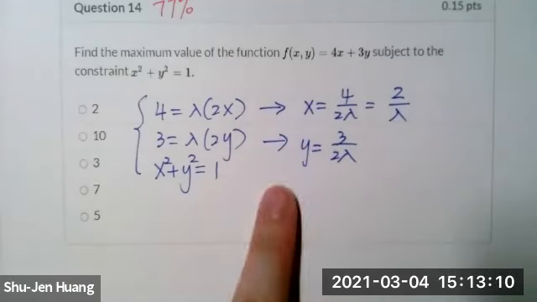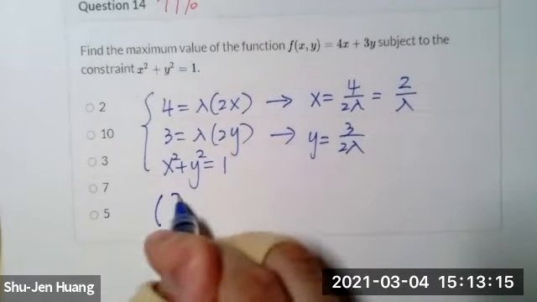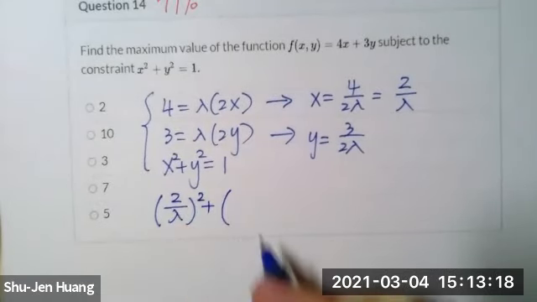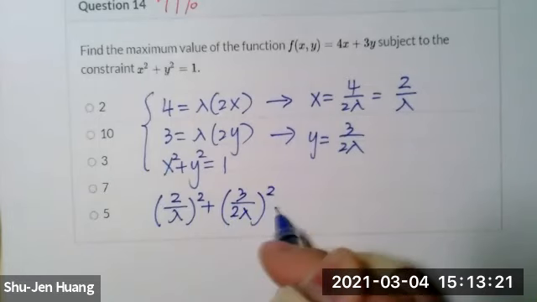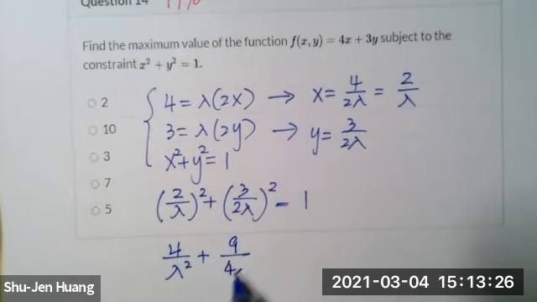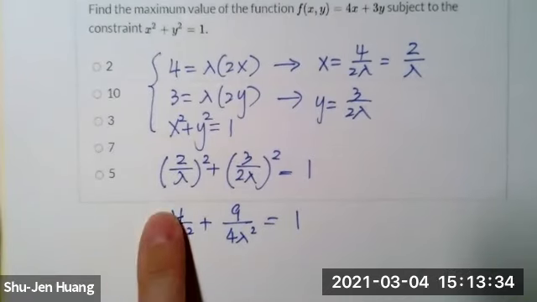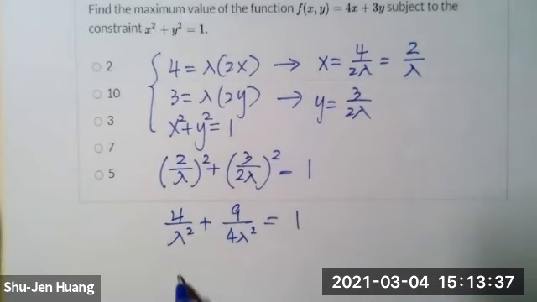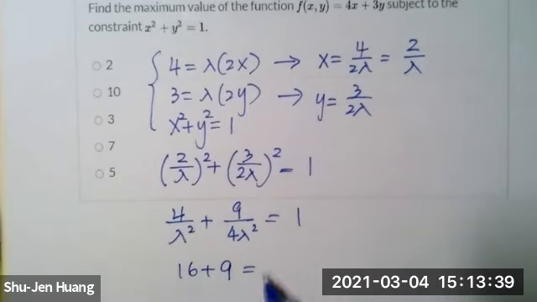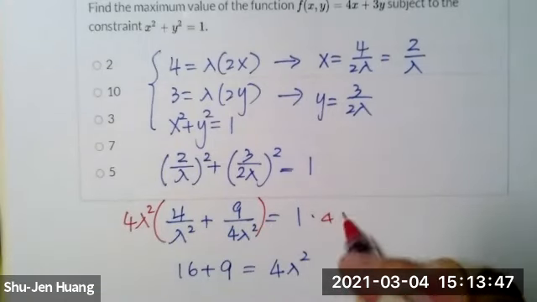And now we have x and y written in terms of lambda. We can plug into the constraint here. So we have 2 over lambda squared plus y squared equal to 1. So we have 4 over lambda squared plus 9 over 4 lambda squared equal to 1. Let's multiply 4 lambda squared on both sides here. So we're going to get 16 plus 9 equal to 4 lambda squared.